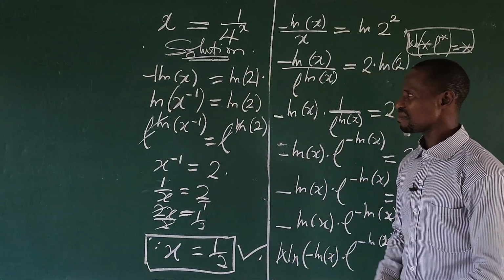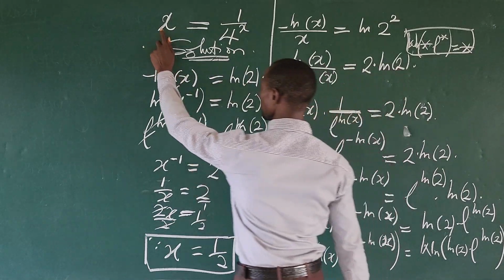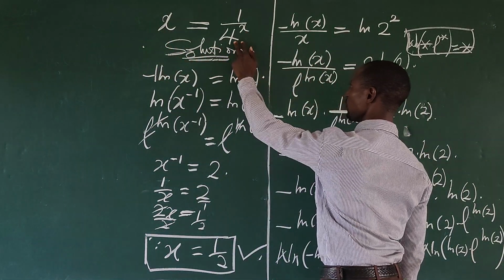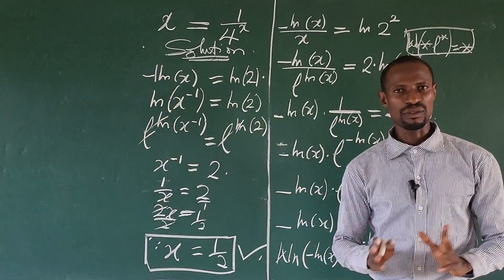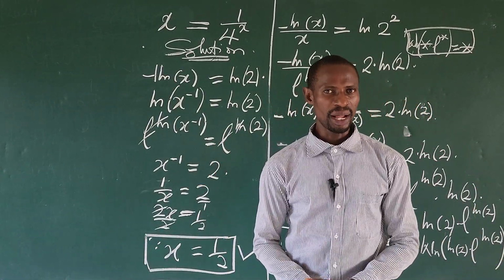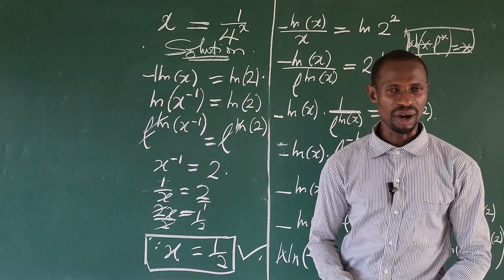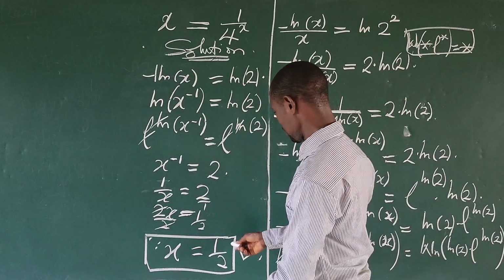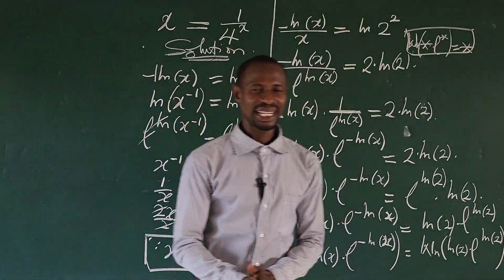If you want to do a simple check, you can do a simple check on this. If you have 1 all over 2, this is equal to 4 to the power of 1 all over 2. And what is 4 to the power of 1 all over 2? That is just the square root of 4. And the square root of 4 is what? 2. So automatically we have 1 all over 2, which shows that the root x equals 1 all over 2 satisfies the original equation.